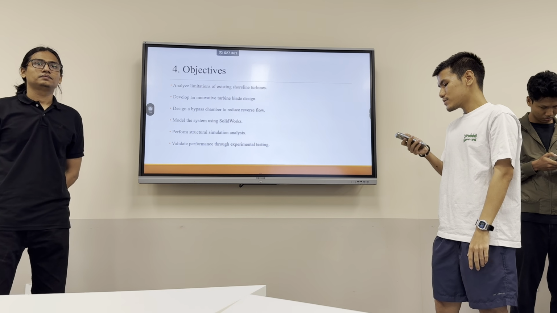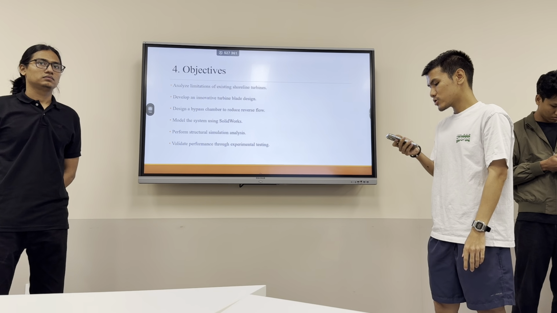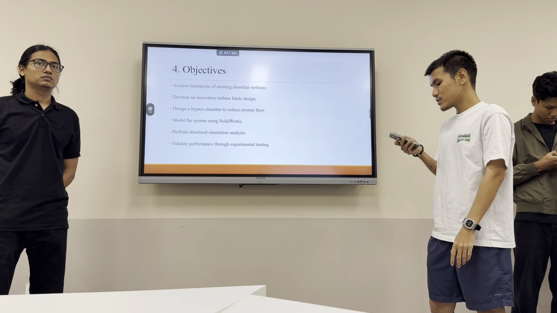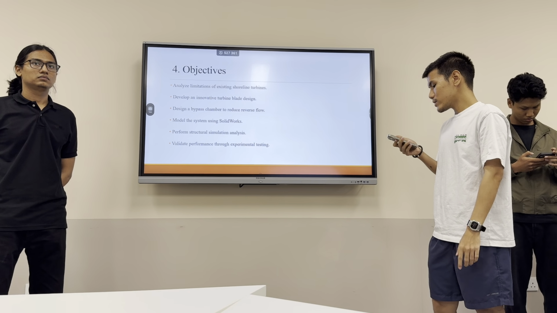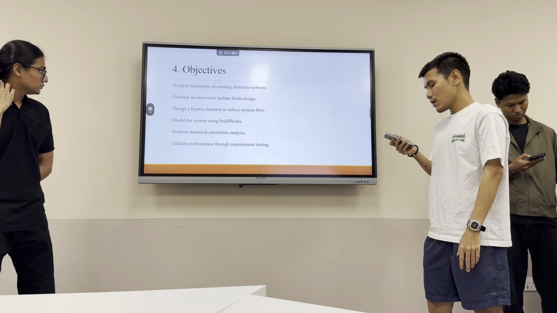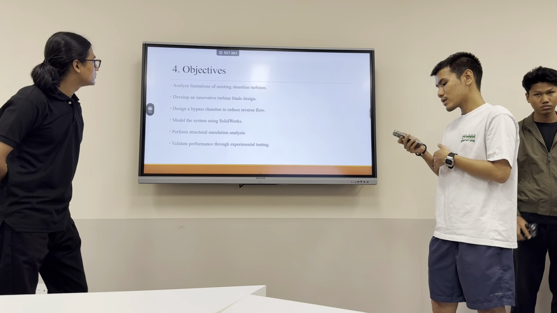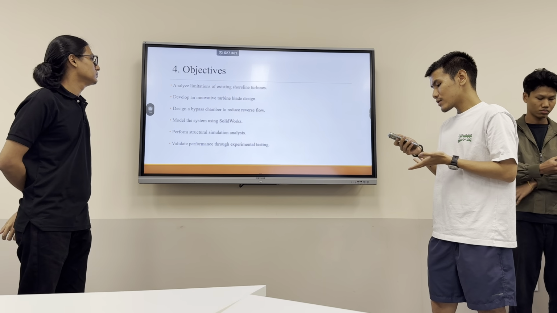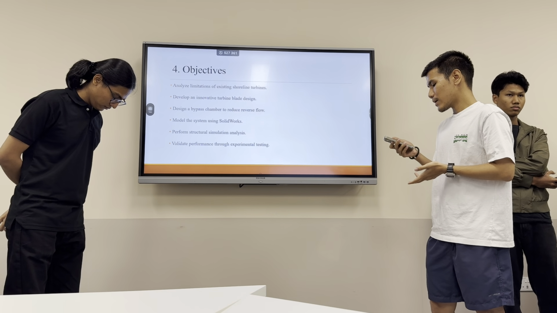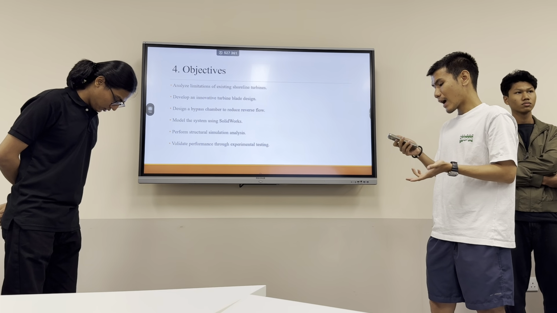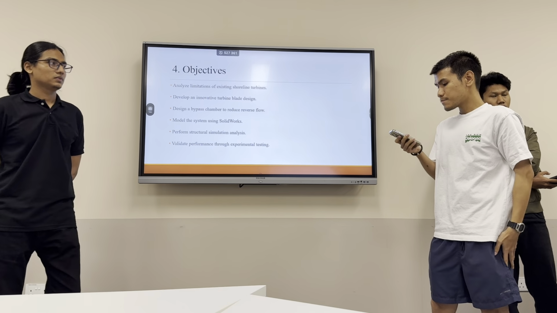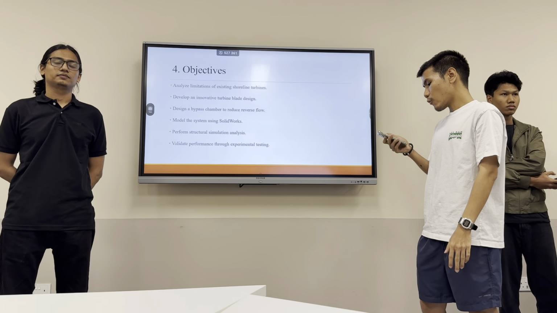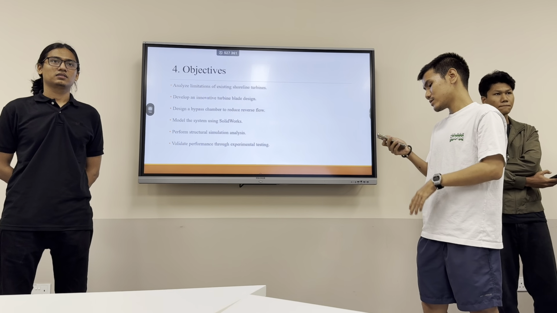The third objective is to design a bypass chamber system. The purpose of this chamber is to redirect the retreating water flow. When the wave moves backward, the water can cause reverse rotation in the turbine. By using a bypass chamber, we can direct the backward flow away from the turbine and reduce this problem.